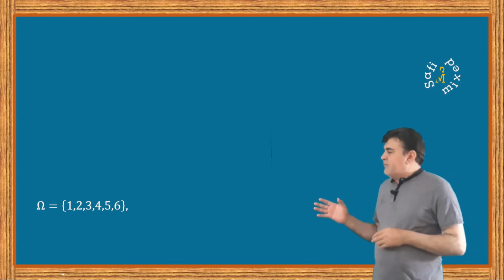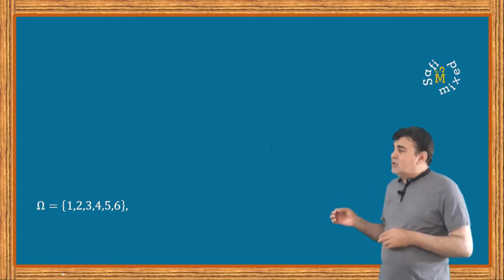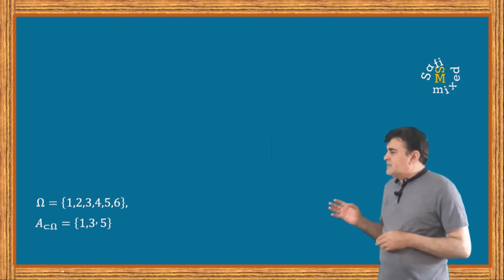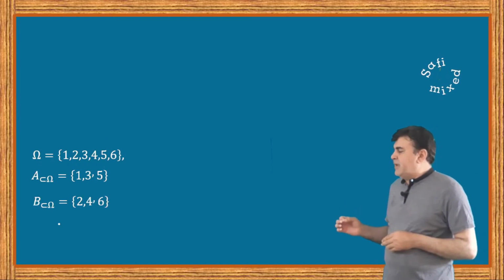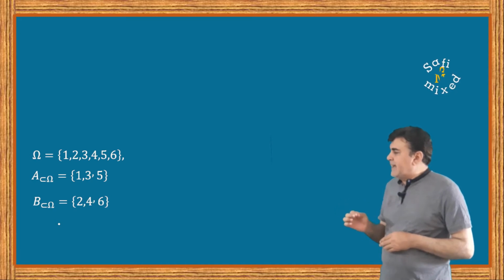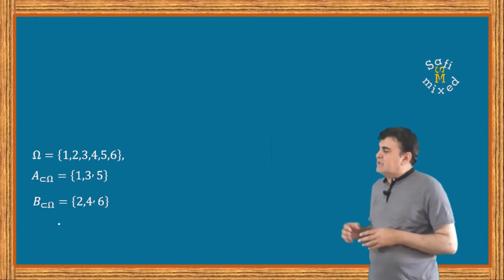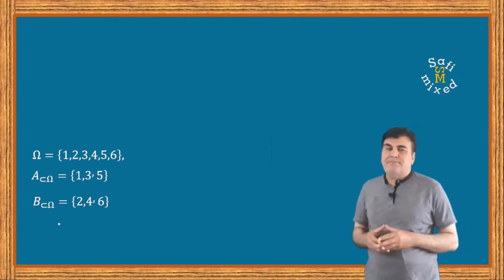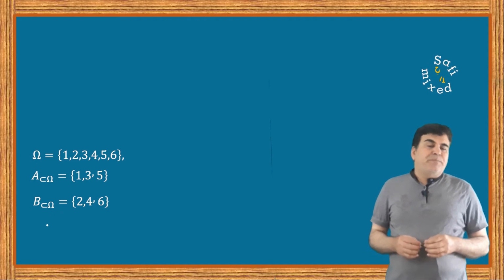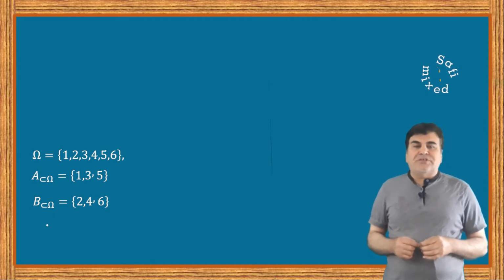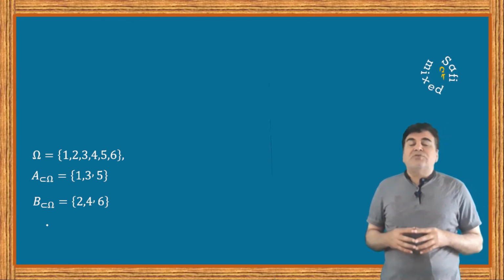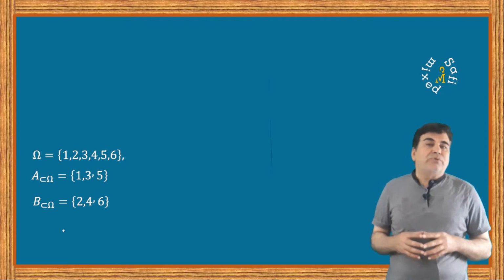A is a subspace of omega, which consists of outcomes of the faces of the dice labeled with odd numbers, and similarly B is a subspace of omega, which consists of the outcomes of faces of the dice labeled with even numbers, that is 2, 4, and 6. In this case, the outcomes of subspace A and subspace B are mutually exclusive because in a single throw of a dice, the outcomes of the two events cannot happen together.